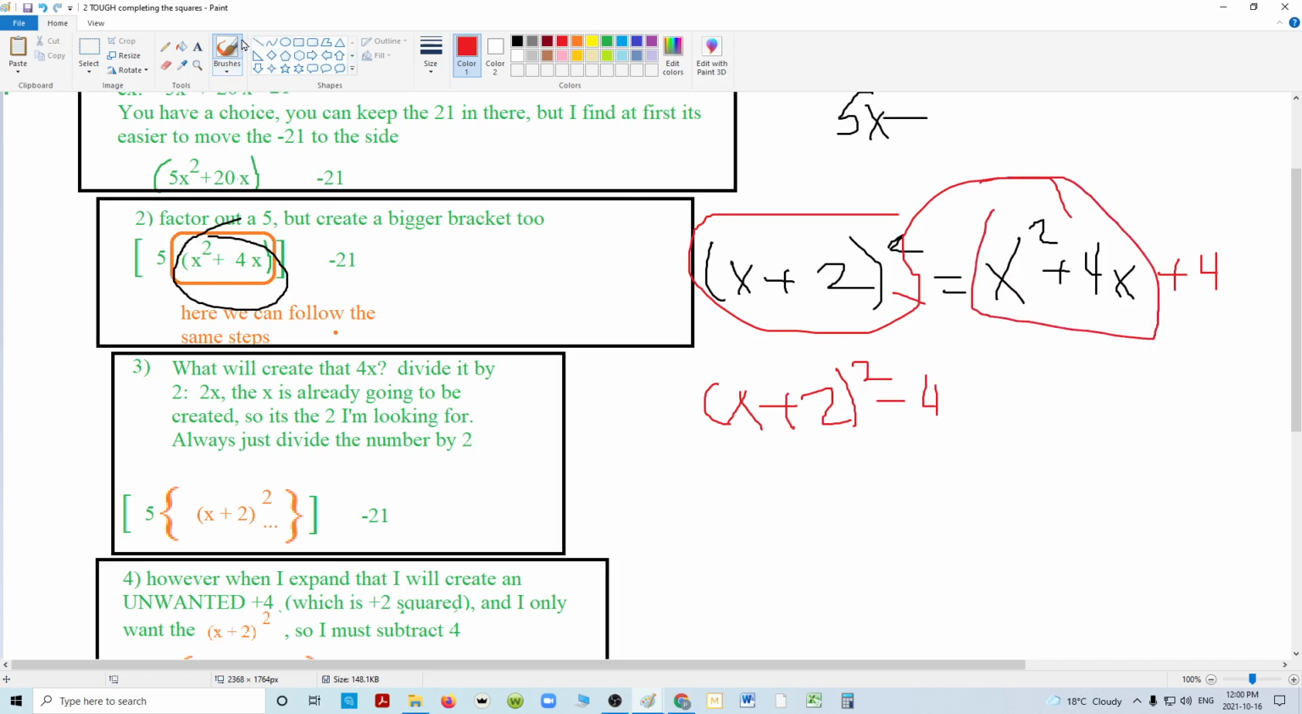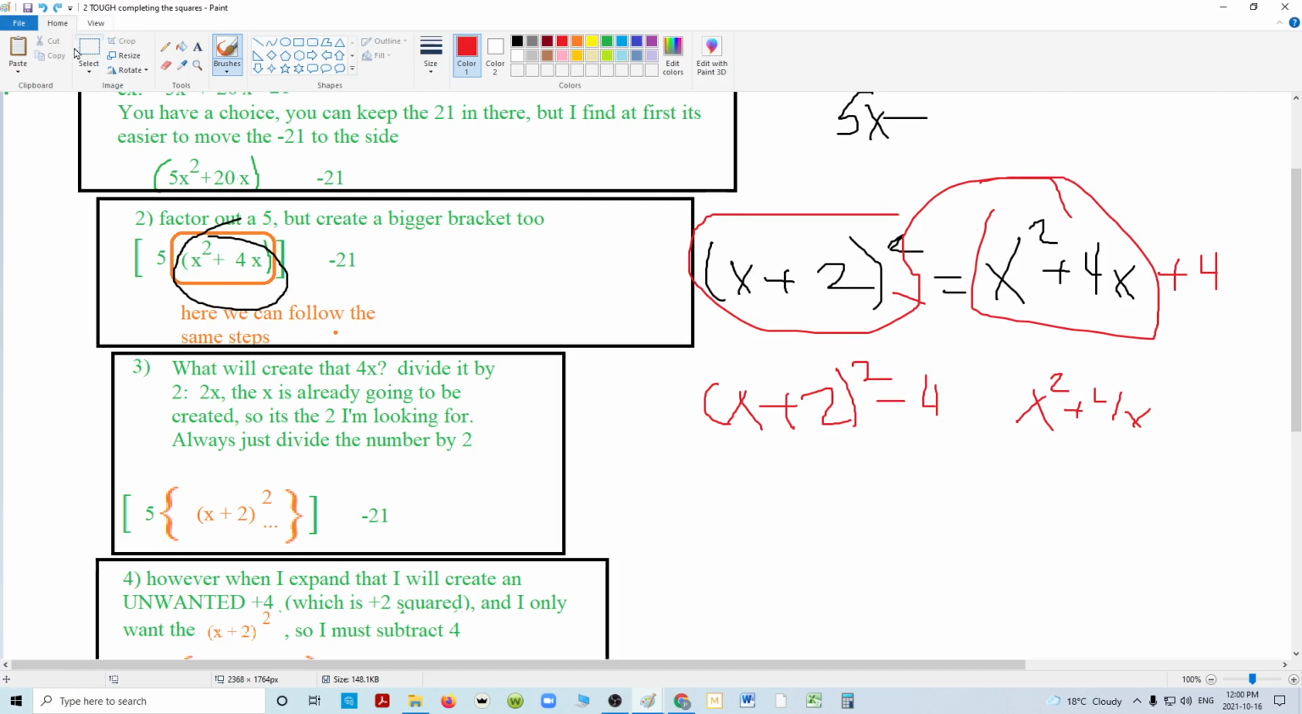Let's see. So if I expand this, sure enough, I get x squared plus 4x plus 4, and then I have to subtract this 4 here, which sure enough, gets rid of that number. And what am I left with? Exactly what I want. This is my goal, exactly what I want. So that's why we're subtracting a number constantly, to get rid of this unwanted number that's produced by this expansion.